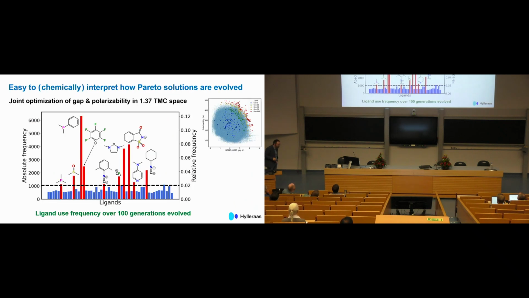Another nice thing about these genetic algorithms is that they're very easy to interpret from a, say, chemical perspective. You can, for example, look at how frequently used the different ligands in your pool are as you evolve your elite generation. This is for the 50 ligands in the pool, and here I'm just highlighting the 10 ligands that are most frequently used to evolve the final elite population. Here you can see how the algorithm introduces aryl rings to maximize polarizability, or strong field ligands to maximize the homolumo gap, or both to maximize both targets.